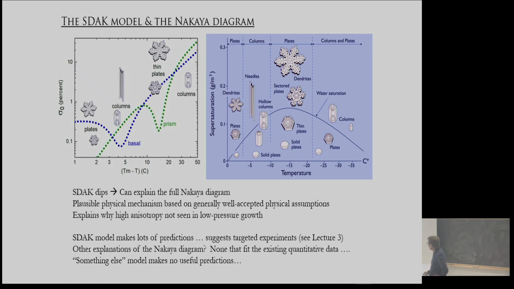The only alternative is what I call the something else model. In other words, well, it can't possibly be that. It must be something else. And the trouble with the something else model is it just makes no useful predictions. When you make a model which is crazy, you can at least do lots of experiments to confirm it or reject it. And so it's got that going for it.